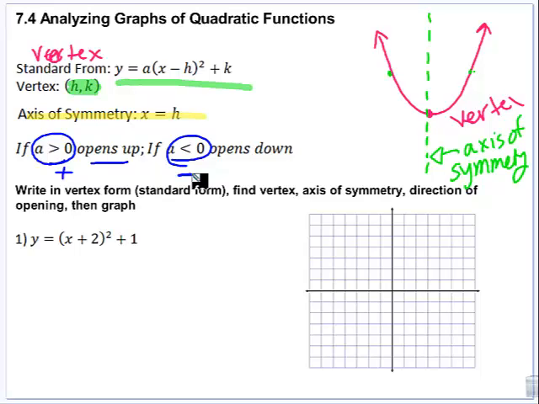So what we're going to do is I'm going to give you an equation. We're going to write it in vertex form or standard form. Once it's in that form, we're going to find the vertex, the axis of symmetry, and which way it's opening, and then we're going to graph it.